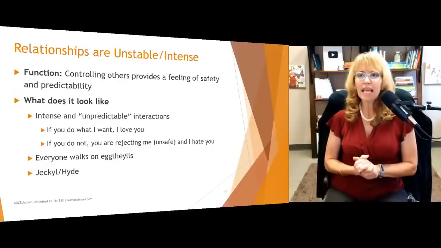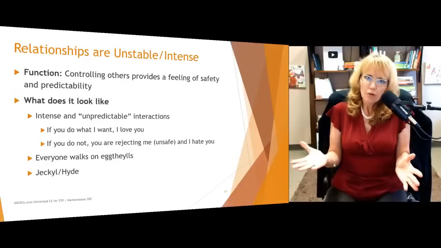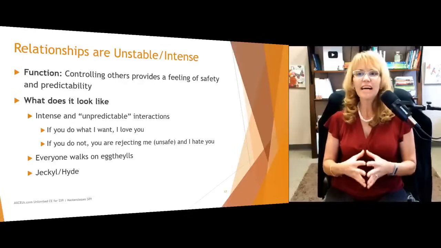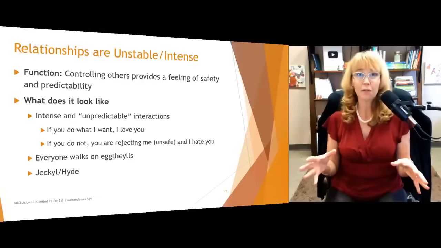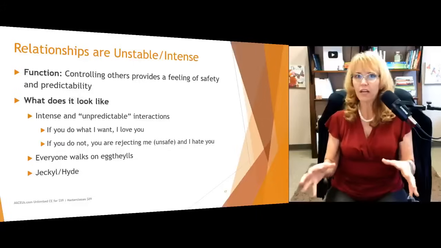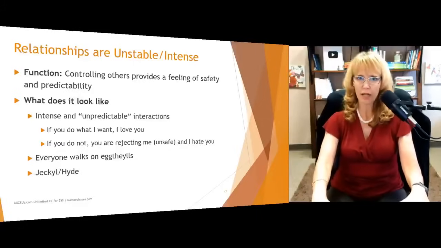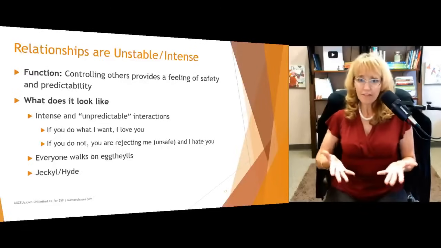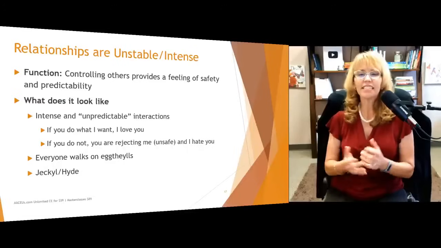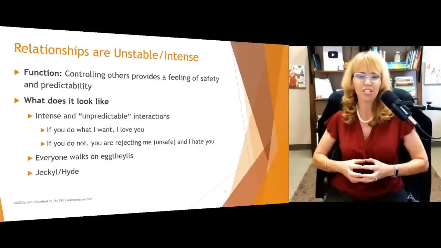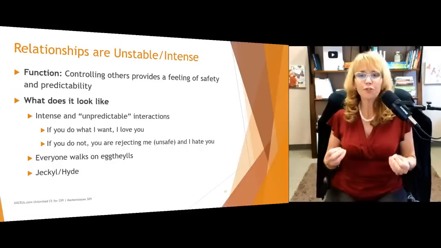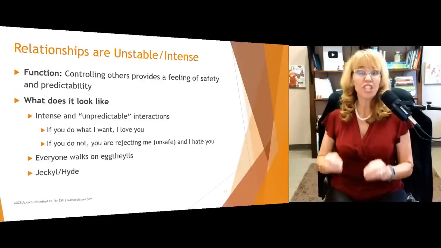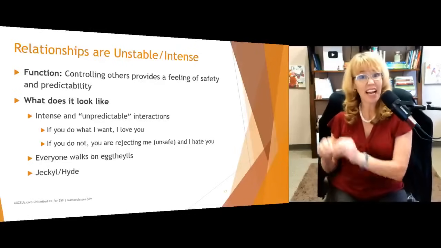Relationships are unstable or intense. Well, for the person with BPT, controlling others provides a feeling of safety and predictability. If they know what's going on, if they can control the situation, then they may be safe. It often, again, still looks like intense and unpredictable interactions. The message being, if you do what I want, I love you. If you don't, then you're rejecting me, which means you're unsafe and I hate you.